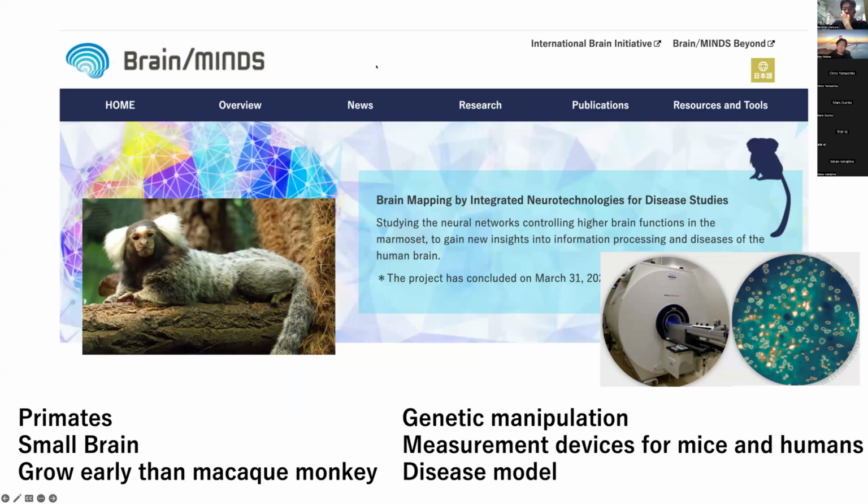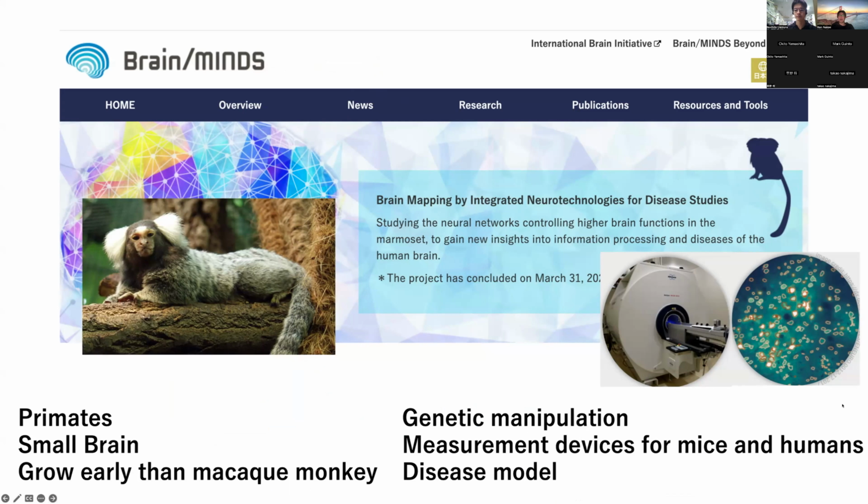Okay, so this is currently the digital brain, and next we are exploring Brain/MINDS. This is the 10 years project, in which they made a big marmoset brain database. To understand this, firstly, what is Brain/MINDS? I'll explain it. Is there any question? You are welcome to ask at any time.